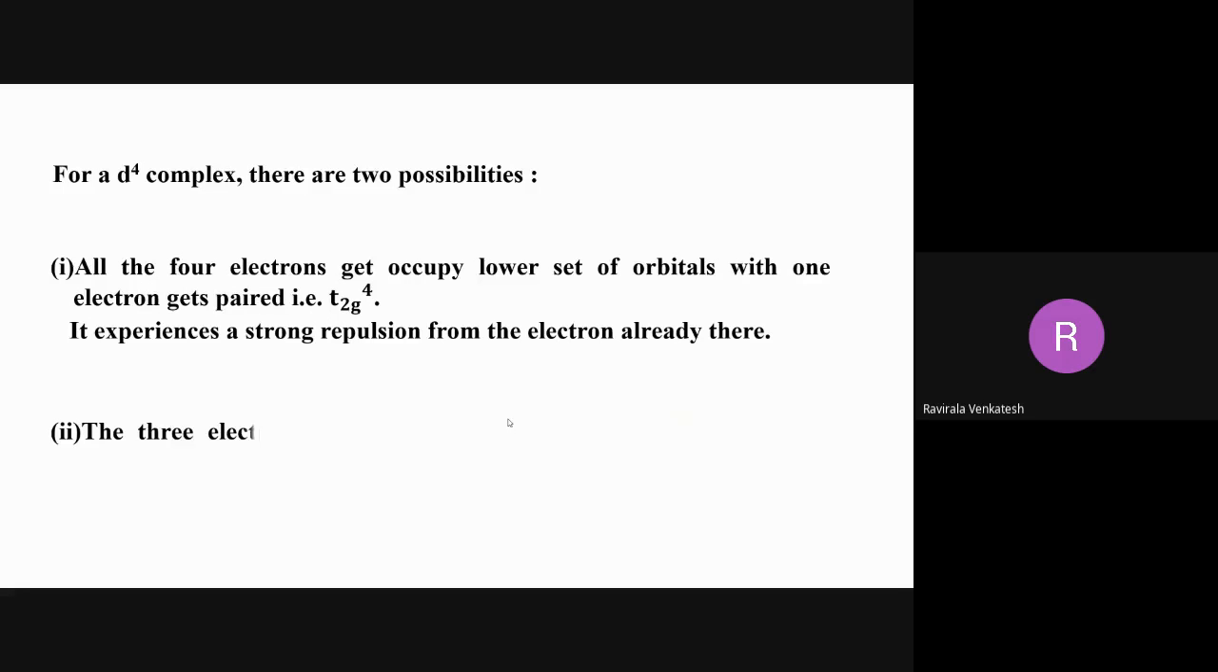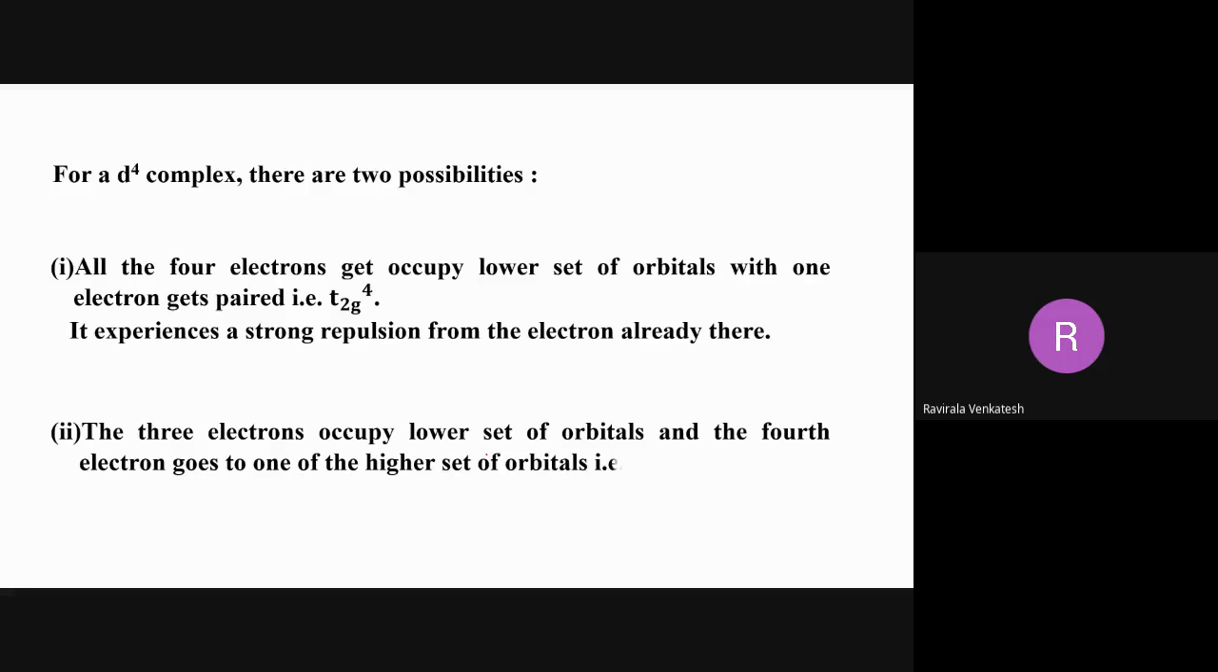Next, if you have three electrons in the d orbital, a d3 configuration, how many electrons are you having? Three electrons. Now fill those three electrons following Hund's rule. The eg will have no electron because only three electrons are available. This is called t2g3. Next, what happens for a d4 complex? All four electrons get occupied in the lower set and will be paired also.